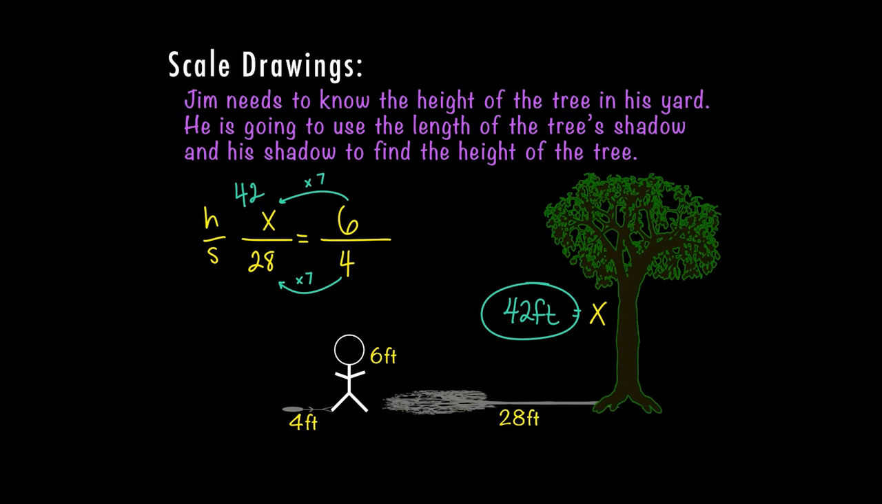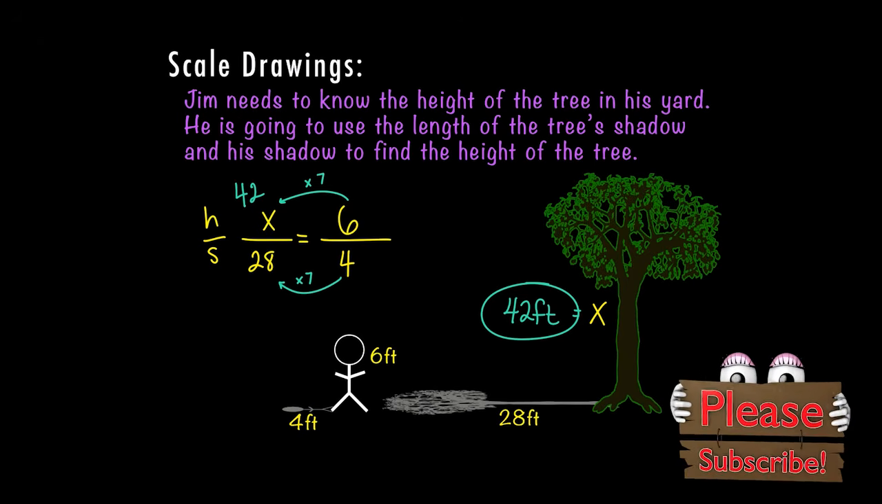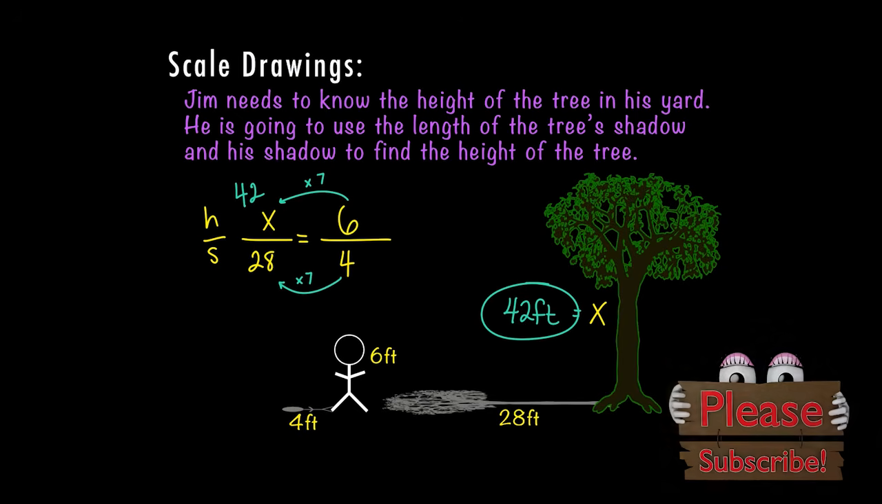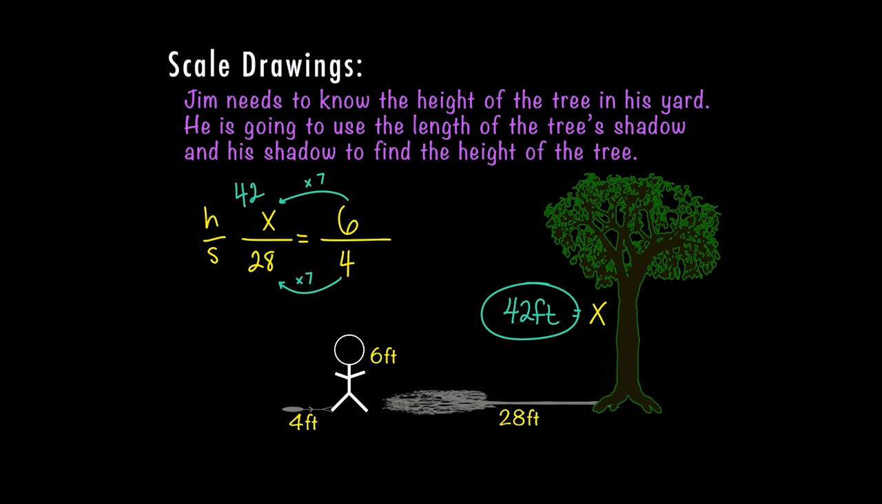Another thing you could use for this, if you aren't able to get shadows or measure shadows, is maybe a picture. If you have a picture of the person and the tree, and you know the height of the person, you can measure the height of the tree and the person in the picture and use the actual height of the person to figure out the height of the tree.